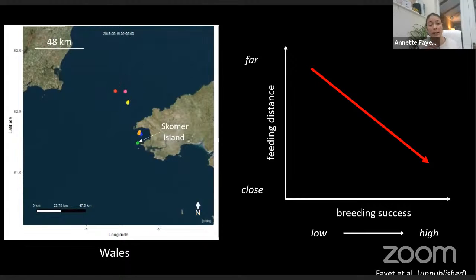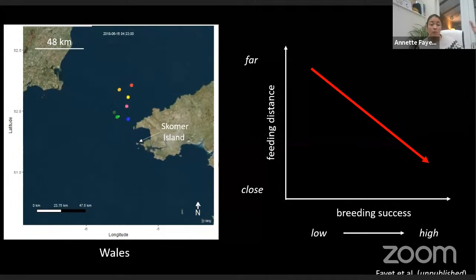And what was really interesting is that when we look at the different colonies, we found that there was a really strong correlation between how far they had to go to feed and the breeding success. So on those colonies where the birds were feeding very close, the breeding success was high. And on those colonies where they had to feed much further away, the breeding success was low. And in Norway and Southern Iceland, where breeding success was really low, the birds had to go sometimes 100 kilometers away to find food. And so what that means is the chicks weren't fed often enough and breeding success decreased.